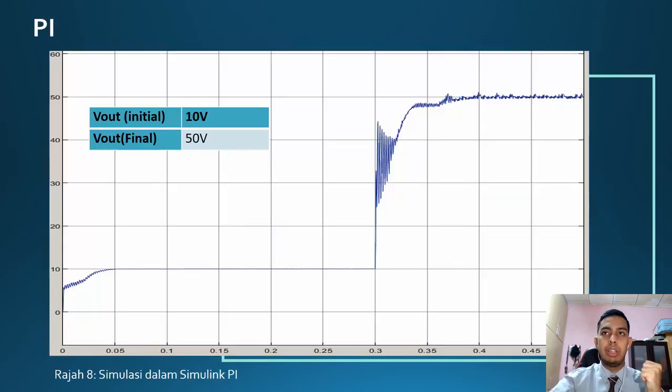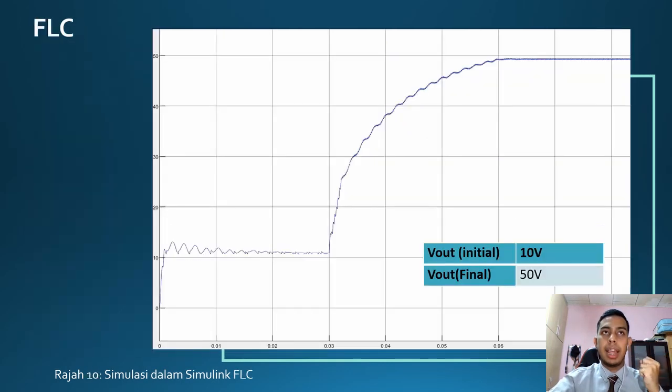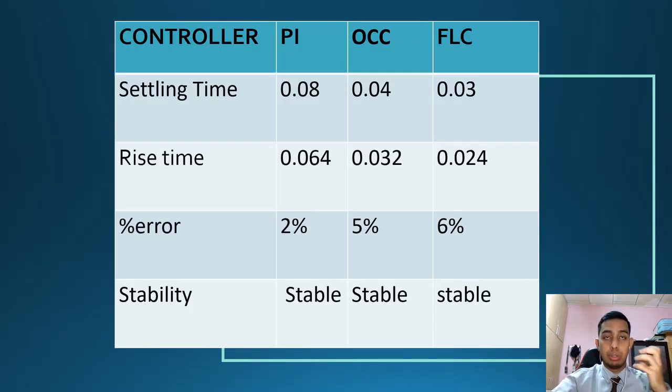This is the value of the PI controller, OCC controller, and FLC controller. So, based on the dynamic response output voltage, the best settling time and rise time is the FLC controller, but in the percentage of steady state error, PI has the best value. And we make a conclusion: all the systems that we have done are stable because the output voltage doesn't change when we change the reference voltage.